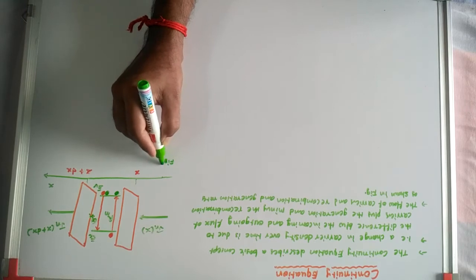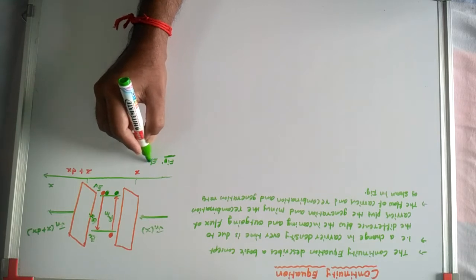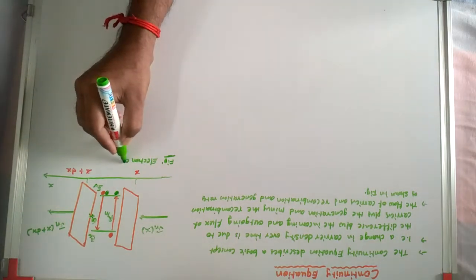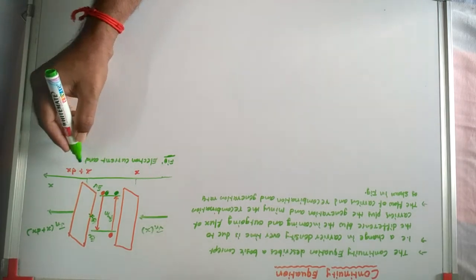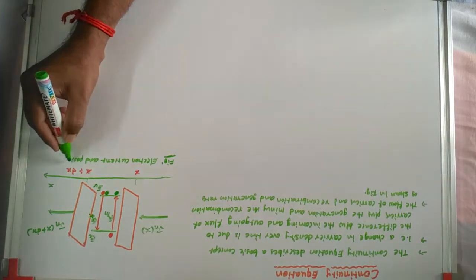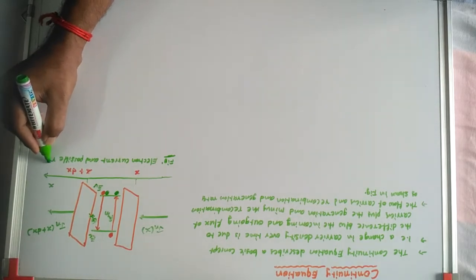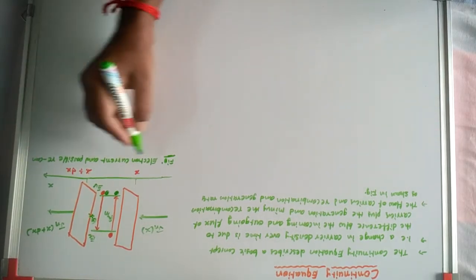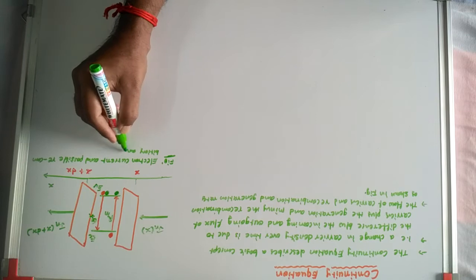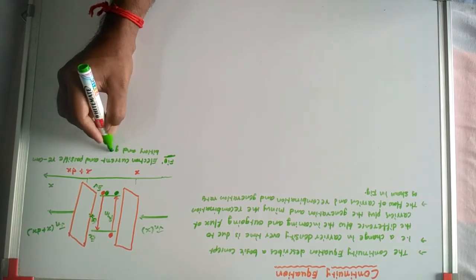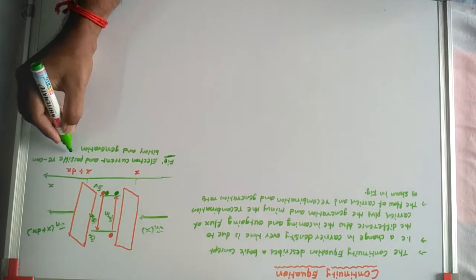The figure shows the electron current and the possible recombination and generation process.